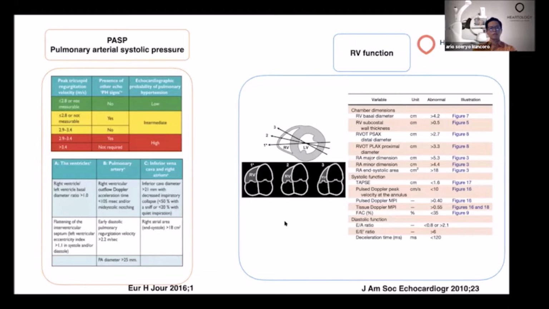And the echo also should be measured routinely for the estimation or evaluation of pulmonary arterial systolic pressure, and also the function of the right ventricle, which should be done routinely for any cases of suspected heart failure. As you can see here from the recent guideline, this is the way to measure the pulmonary arterial systolic pressure and the right ventricle function using echocardiography.